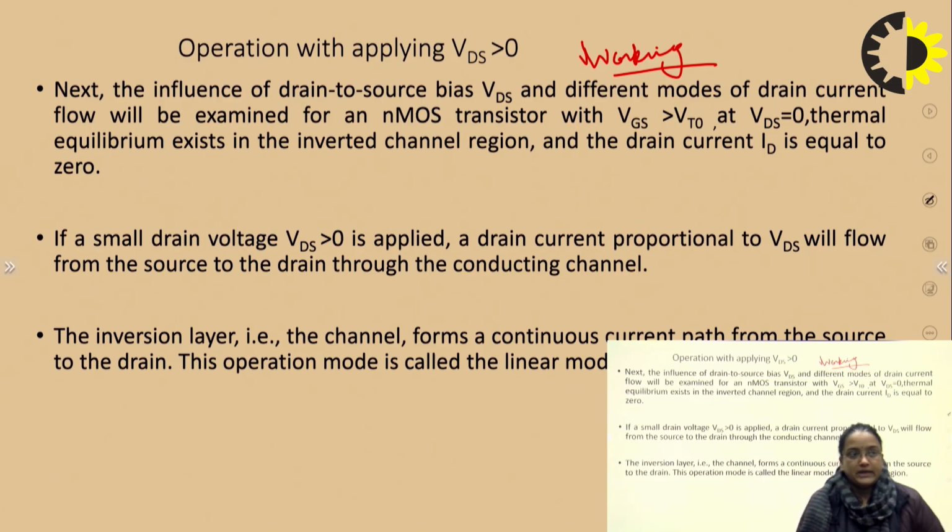If a drain to source voltage that is more than 0 is applied, the drain current is proportional to VDS, and it will flow from the source to drain across the conducting channel. The inversion layer, that is the channel, forms a continuous current path from the source to the drain terminal, and this operation is called the linear mode, or we say that the MOSFET is operating in the linear region.